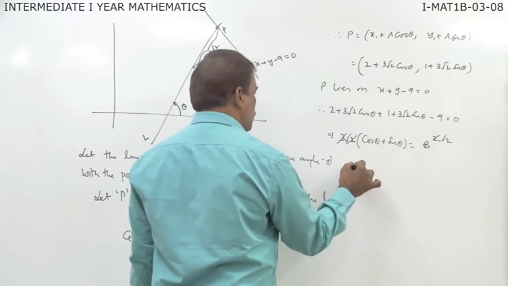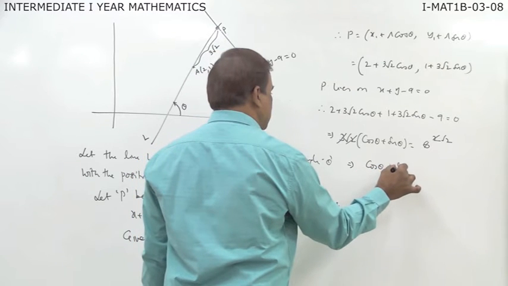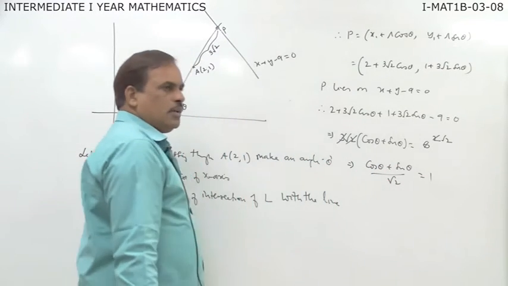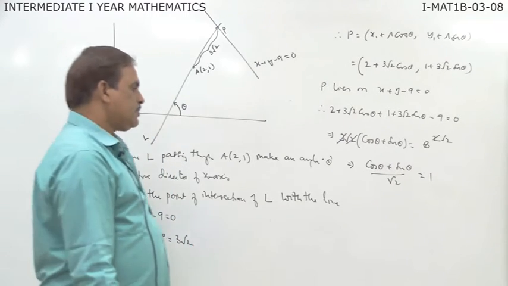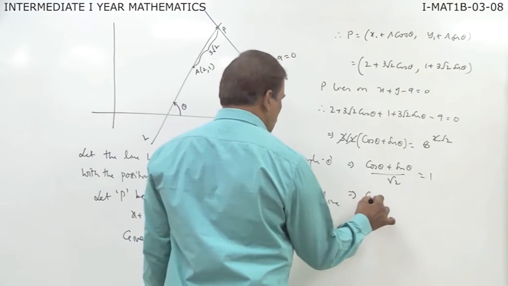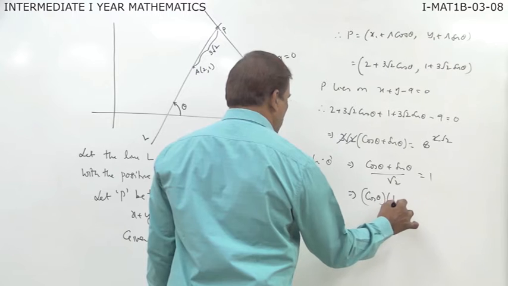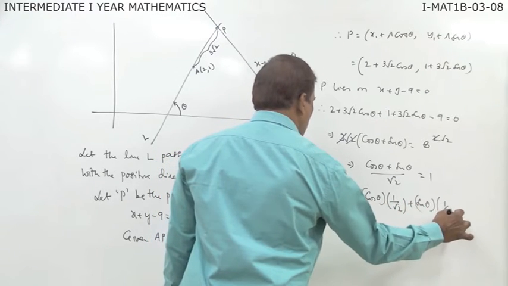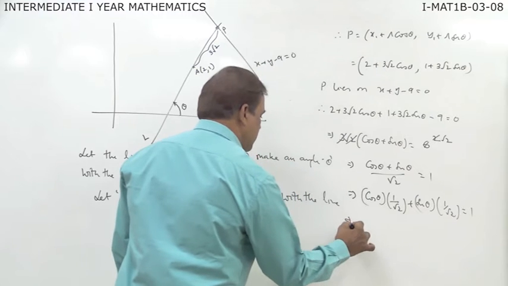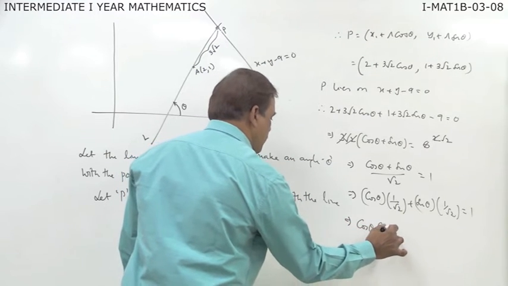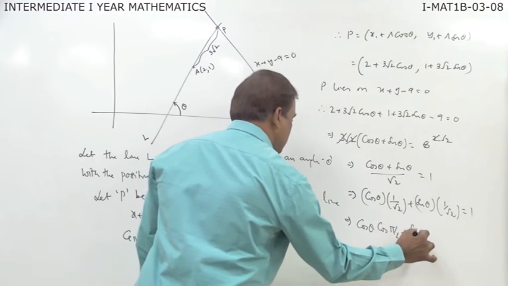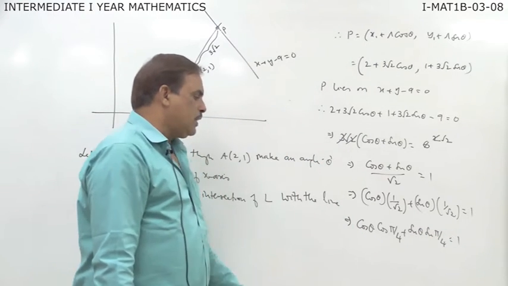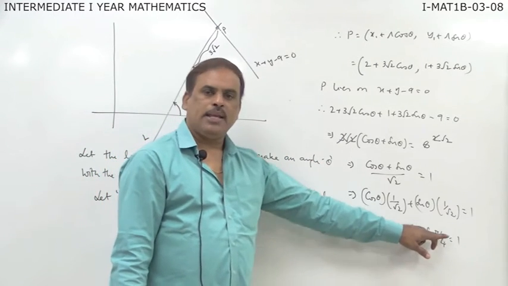Let's now divide with root 2. Cos theta plus sin theta by root 2 is equal to 1. This is cos theta into 1 by root 2 plus sin theta into 1 by root 2 is equal to 1. This can be written as cos theta cos pi by 4 plus sin theta sin pi by 4 is equal to 1. ఇదే రూపంలో ఉంది ఇది. Cos A cos B plus sin A sin B is equal to 1.